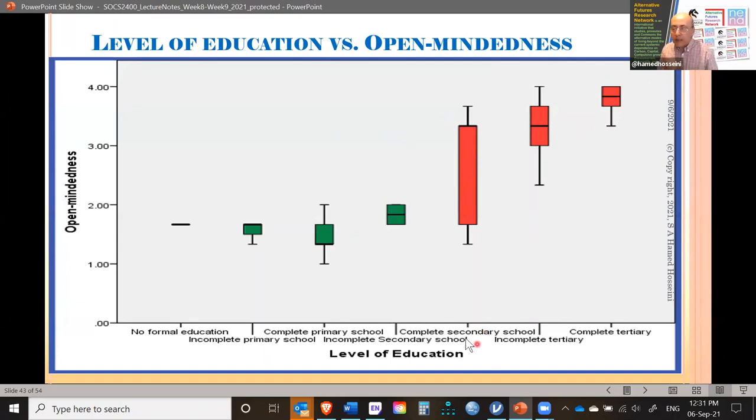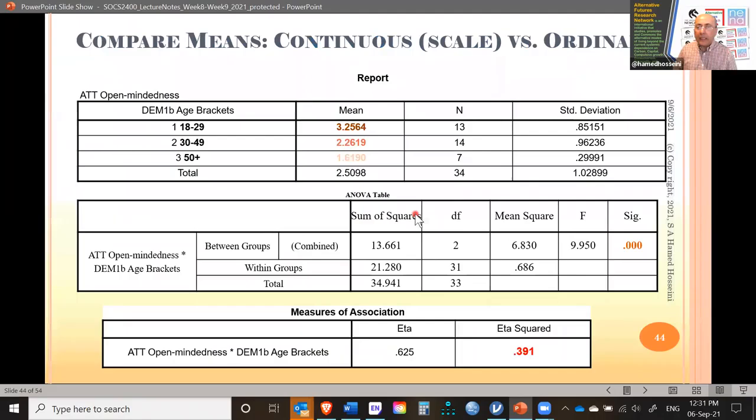So what makes the difference is from complete secondary school. When you complete your secondary school, you become, wow, so enlightened and open-minded. Up until there, and this is an imaginary society of course, people remain kind of less open-minded. Okay, now, how about more precision?